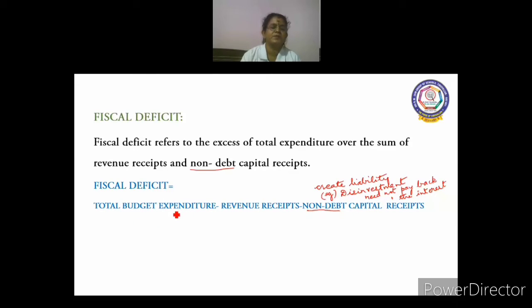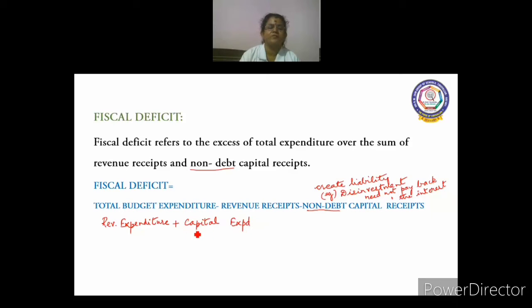Total budget expenditure is otherwise revenue expenditure plus capital expenditure. Revenue expenditure plus capital expenditure, together we call it as total budget expenditure.